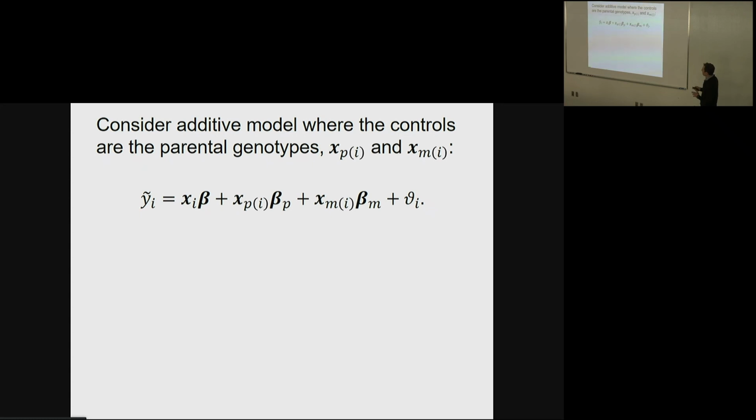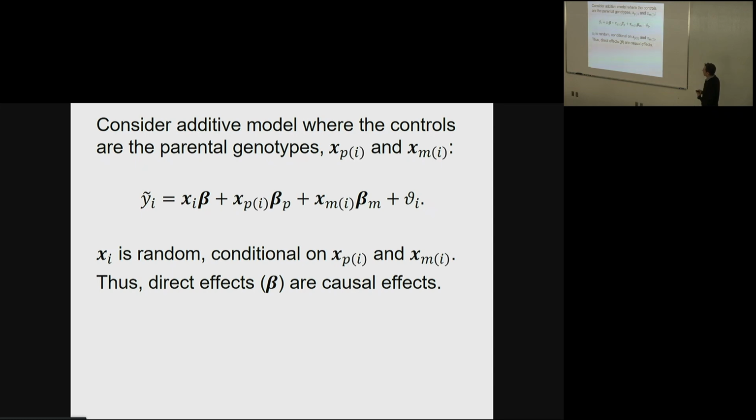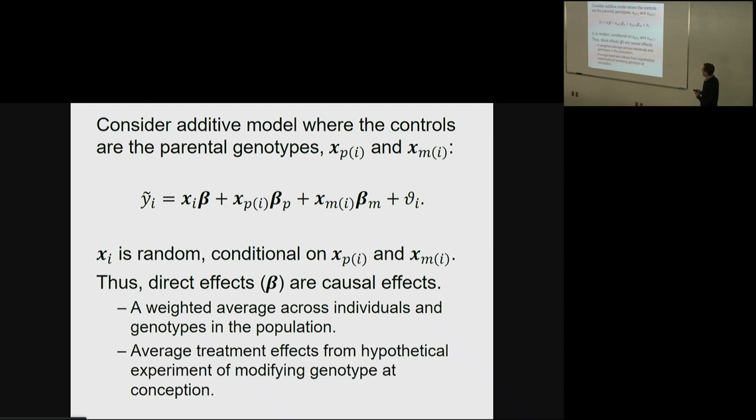So now we get this population regression. Again, one's own genotype is random, conditional on the parental genotypes. So the direct effects have a causal interpretation. They're, again, this weighted average, reduced form, and all the same caveats we were just talking about apply to the interpretation. And they're this average treatment effect from modifying the genotype at conception.